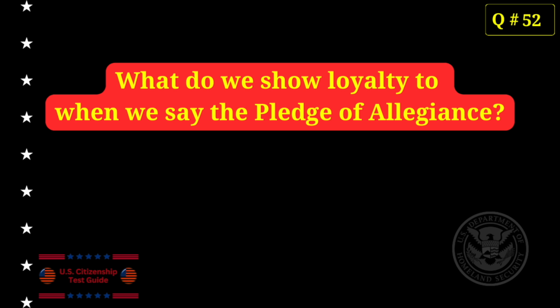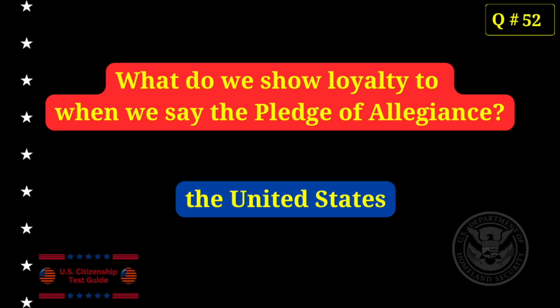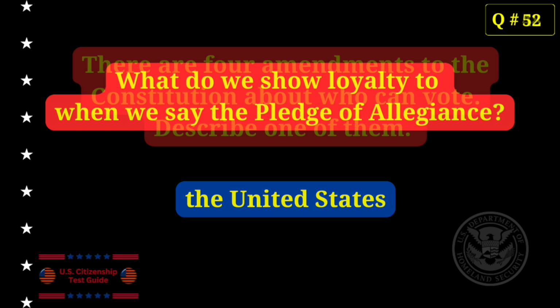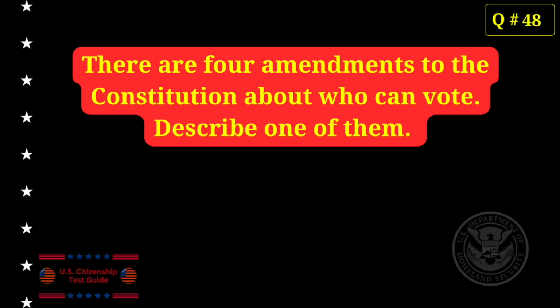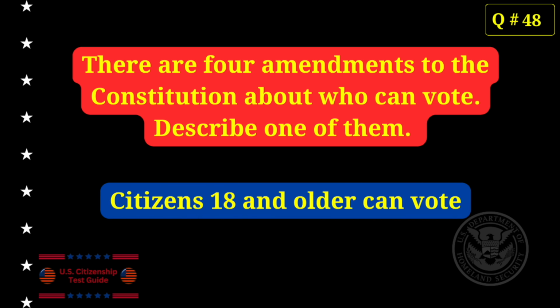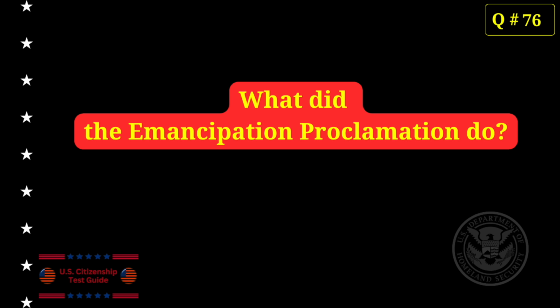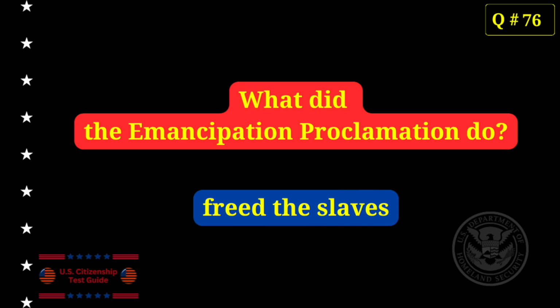What do we show loyalty to when we say the Pledge of Allegiance? The United States. There are 4 amendments to the Constitution about who can vote. Describe one of them. Citizens 18 and older can vote. What did the Emancipation Proclamation do? Freed the slaves.